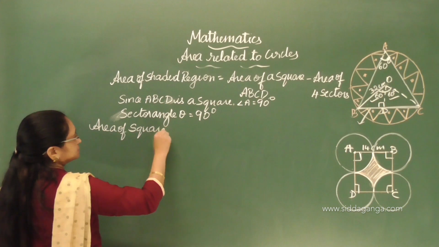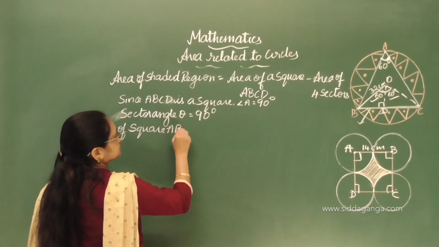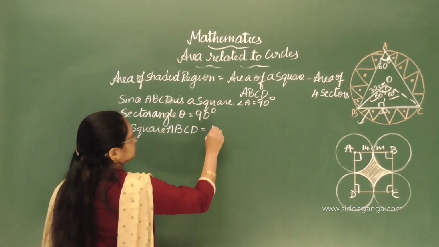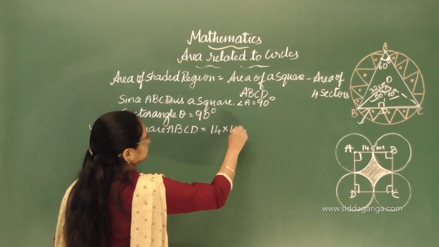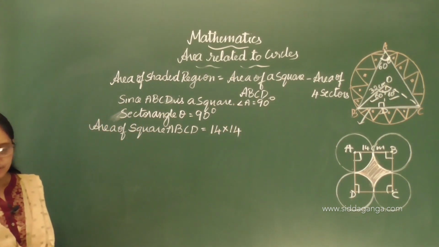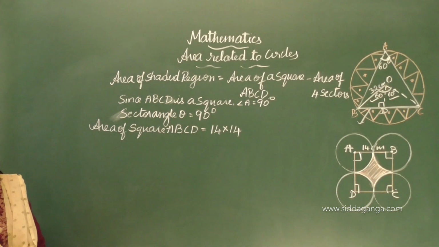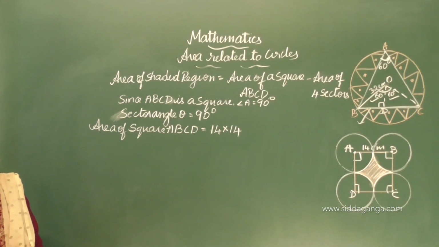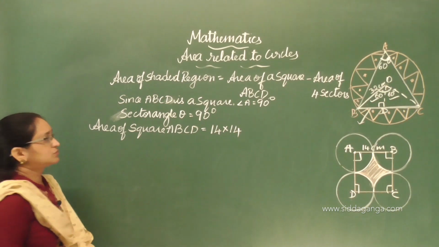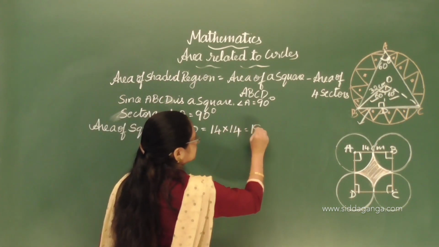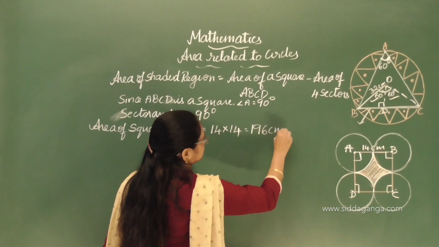Let us find out the area of the square. Area of the square ABCD is 14 into 14, correct? So it is equal to 196 centimeter square.